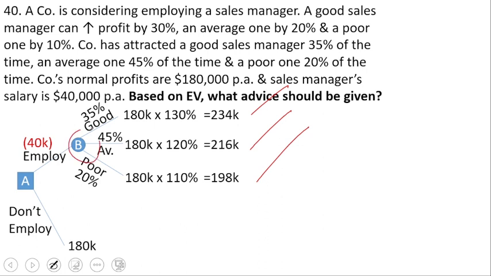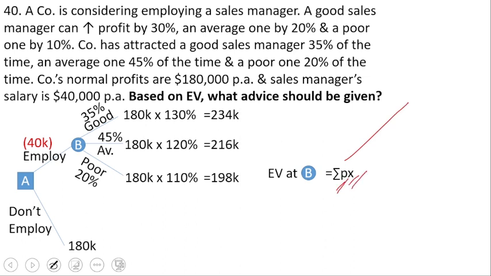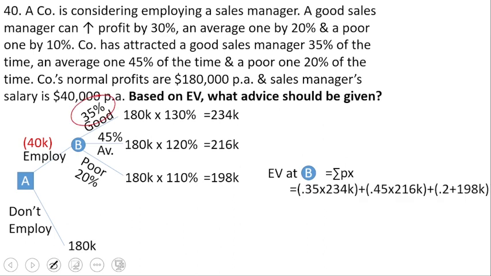I said that for every chance point, we have to calculate expected value or the EV. So EV at B is given by the formula sigma Px, where P is the probability and X is the outcome. Sigma represents sum. Probability of 35%, which is 0.35, multiplied by outcome of 234,000 plus, because it is sigma. What is the next probability?